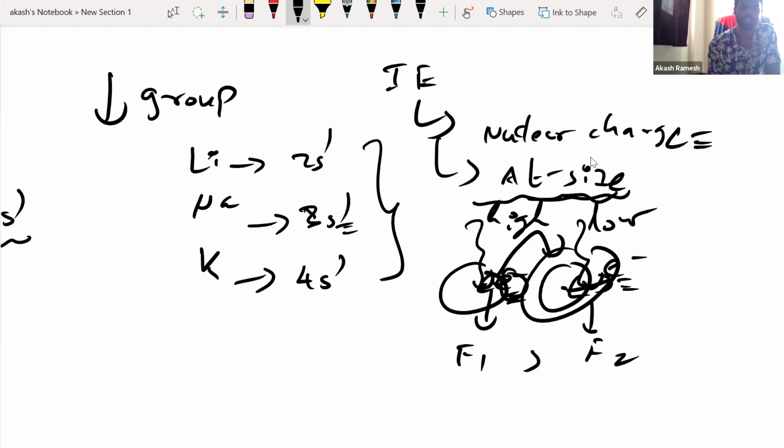Now the electron is in 3s1 here, in 2s1 here, and in 4s1 here. Obviously, this electron is the farthest from the nucleus. So removing an electron from potassium is a little easy when compared to removing an electron from sodium. Same way, removing an electron from lithium will become very difficult because the electron is very, very close to the nucleus, a very tightly held electron.